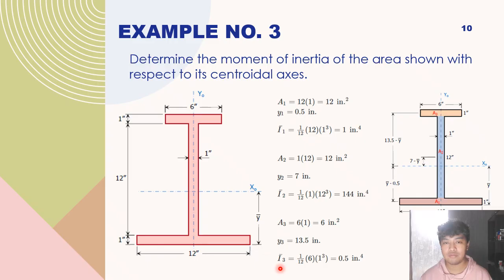And then we have to compute for the moment of inertia of the third shape. So again, we have base times height cubed over 12. So base we have 6, height we have 1 cubed, and then we divide it all by 12. So our I3, or the moment of inertia for the third shape, is going to be 0.5 inches to the power of 4.